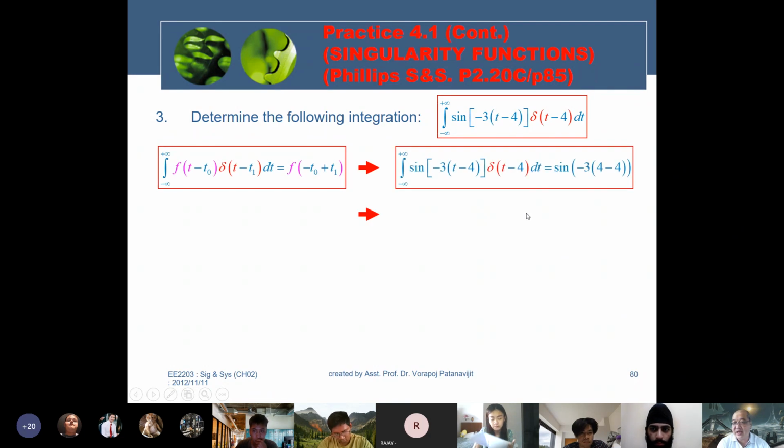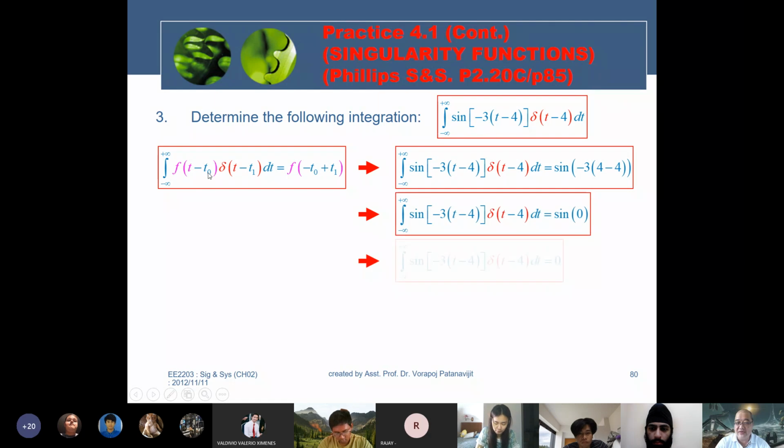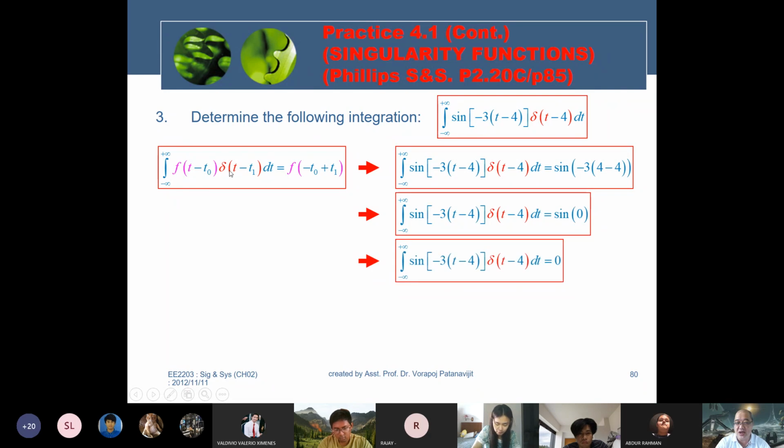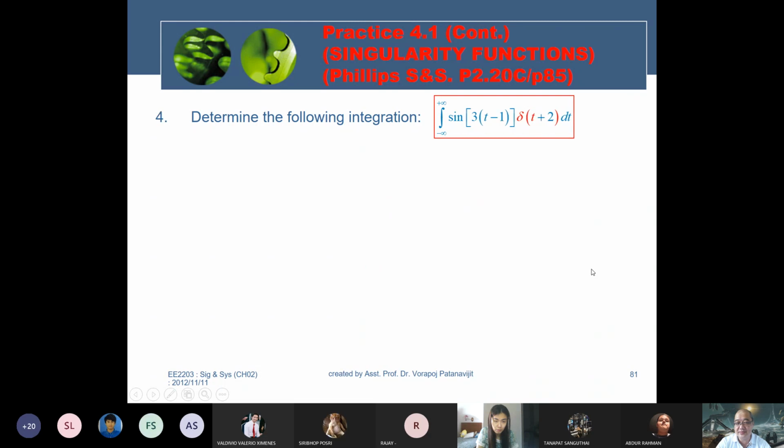Now in this case it's a little bit more complicated. If f is time shifted by t naught and the impulse function is shifted by t1, the result from this integration between f and the impulse function equals f of minus t naught plus t1. Okay, t naught equal to 4 and t1 equal to minus 4. It's here. 4 minus 4 gives you sine 0. Therefore, this integration between the sine function and the impulse function gives you 0 for this case.